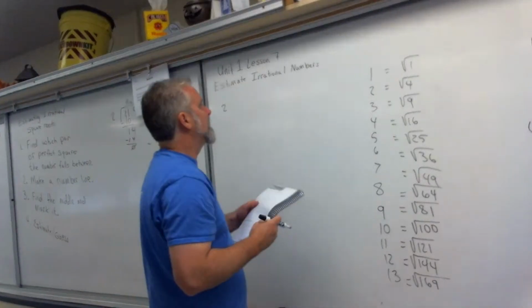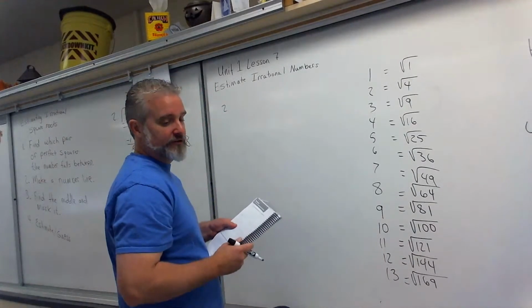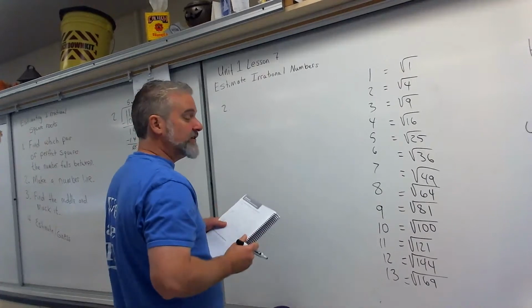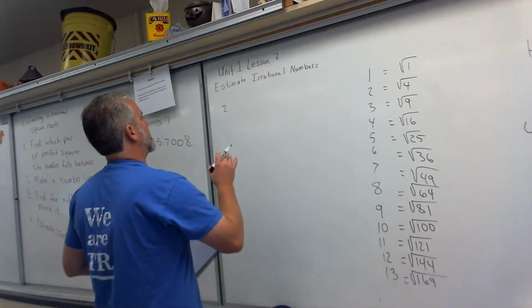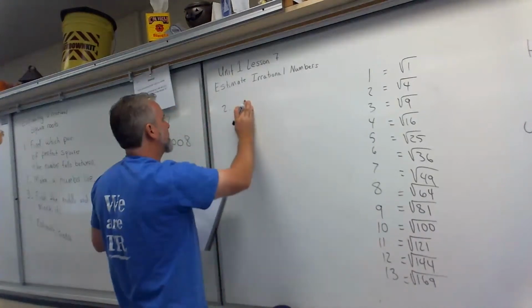All right, class. Had a little snafu with my last video there. I was going over a student practice page instead of the actual homework page. So now we're back, right page, Unit 1, Lesson 7, Estimating Irrational Numbers.